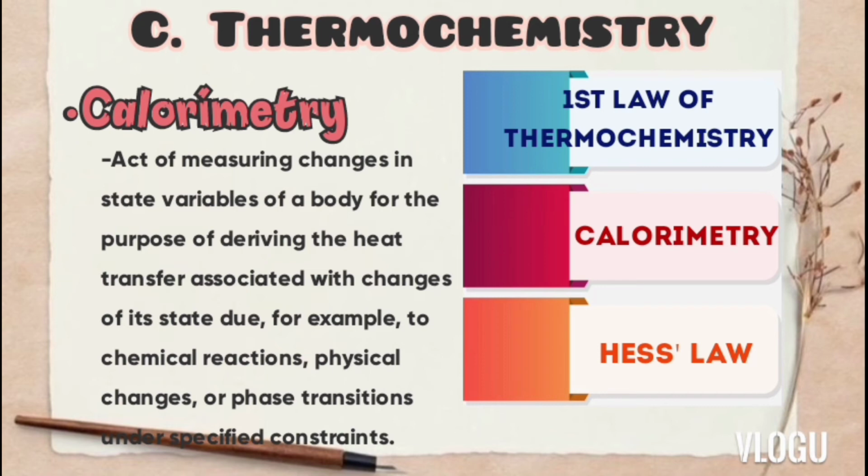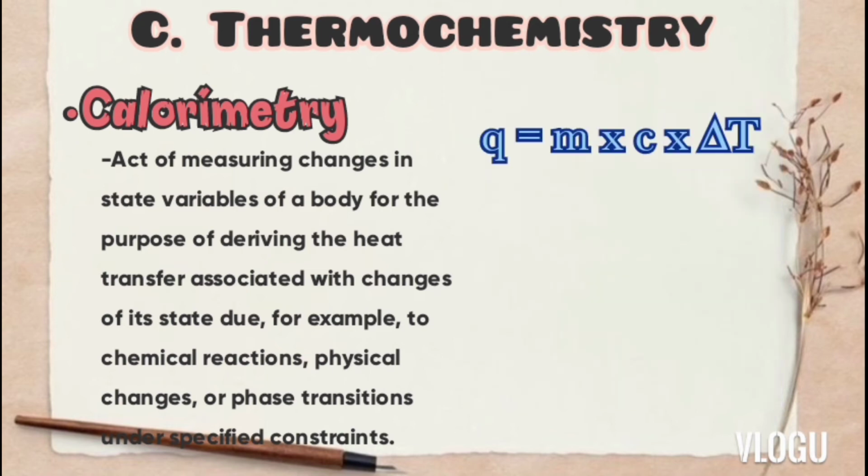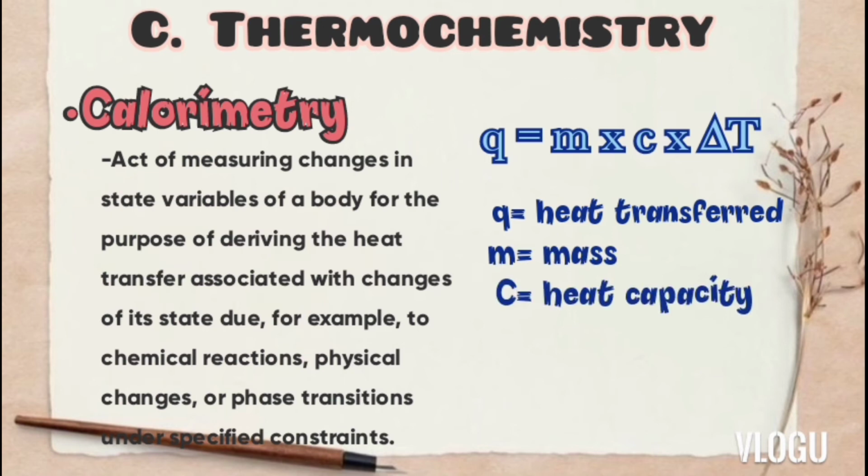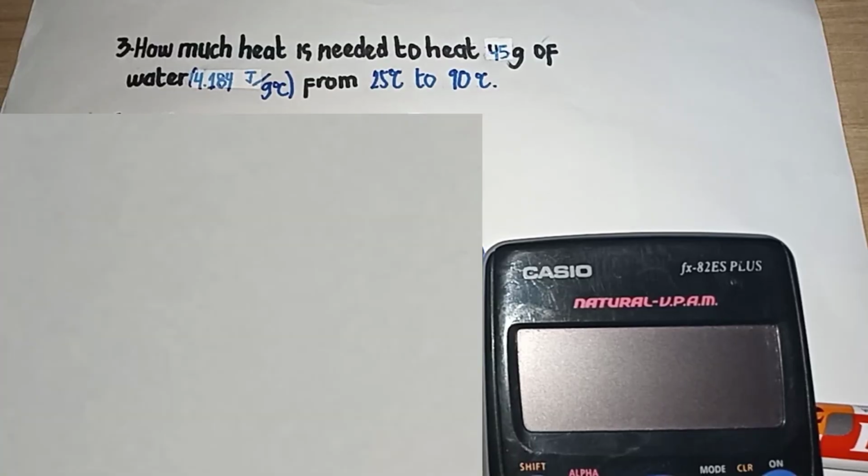The formula for solving it is Q equals m times c times delta T, where Q is our heat transferred, m is for mass, c is for the heat capacity, and the change of temperature is the difference of our final and initial temperature. So this is the example. Last example. How much heat is needed to heat 45 grams of water, which is 4.184 joules per gram degrees Celsius, from 25 degrees Celsius to 90 degrees Celsius? So we will find the heat transferred.